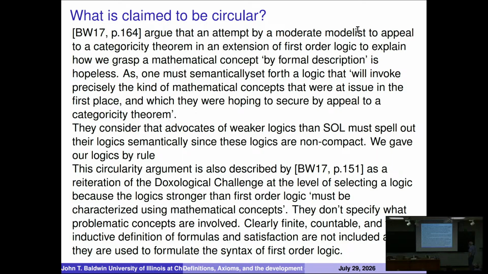And just a little further, this circularity argument is also described by Button and Walsh as a reiteration of the taxonomical challenge at the level of selecting a logic, because the logics stronger than first-order logic must be characterized using first-order concepts. They don't really say what the problematic concepts are, but maybe that's unfair, because they're giving 10 things and saying various things about each of them. But what can be problematic? It can't be finite or countable or inductive definition of formulas, because they're happy with first order.